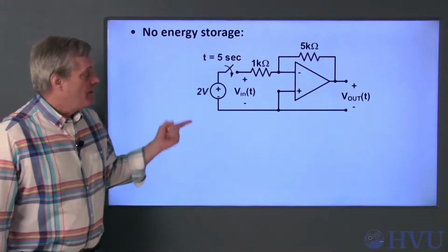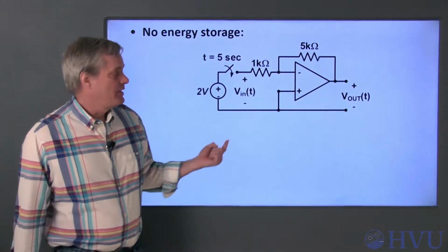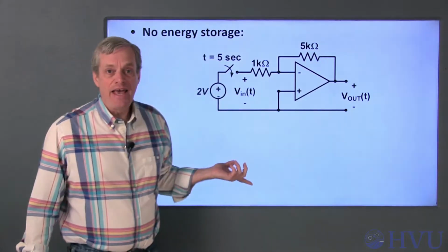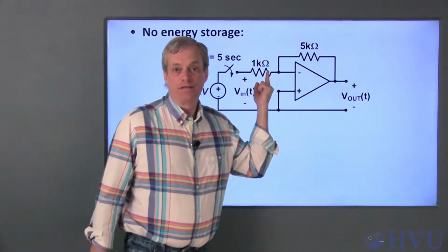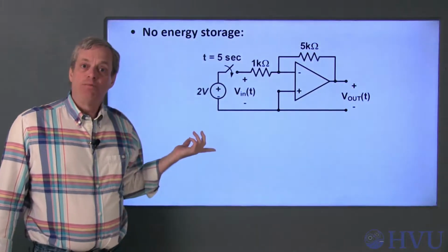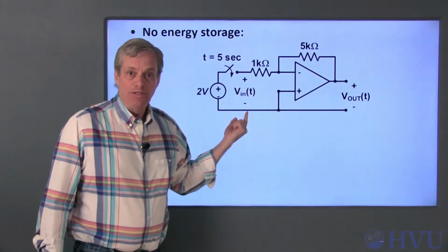Before I start talking about systems that store energy, let's revisit an example of a system that doesn't store energy. This circuit is an inverting voltage amplifier. For this circuit, the output voltage is equal to the negative of the input voltage times the ratio of these two resistances. With these resistors, the output voltage is equal to the negative of 5 times this input voltage.